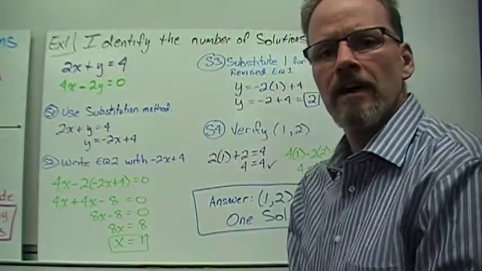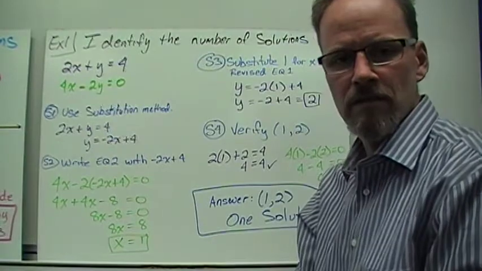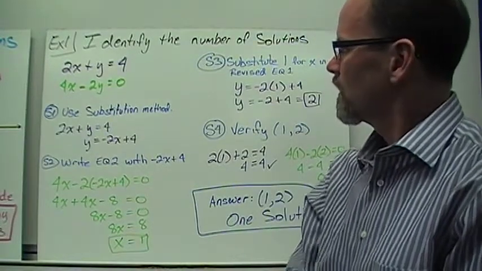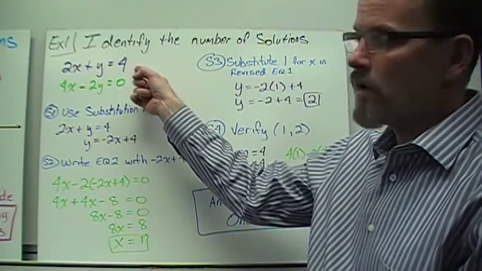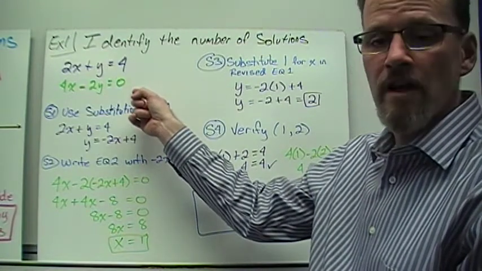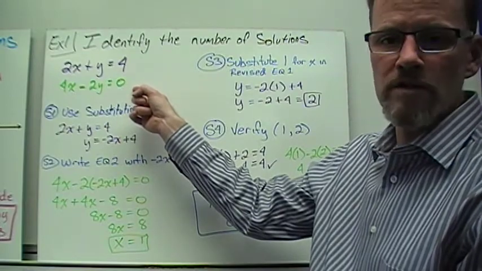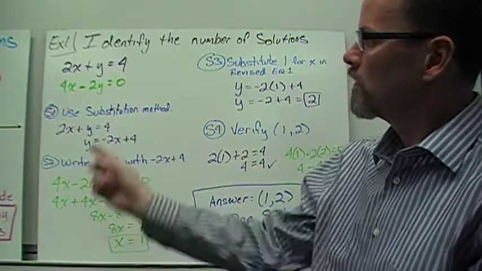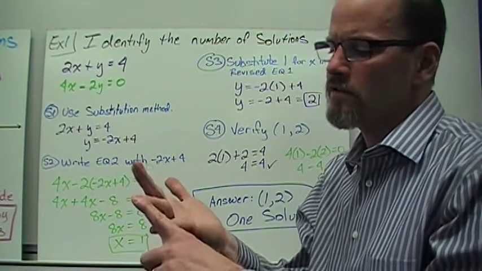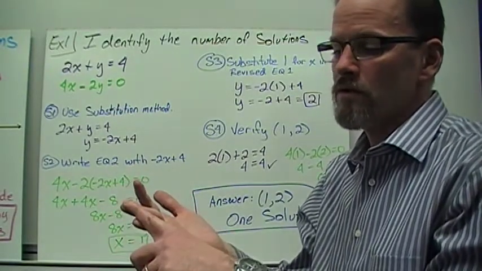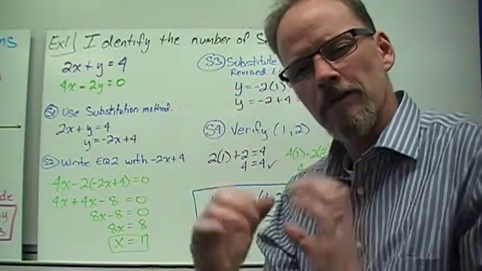So let's take a look at an example where we're going to identify how many solutions are in this system. I've got one equation here, 2x plus y equals 4, and another equation, equation number 2, 4x minus 2y equals 0. Looking at this, I could graph and check it, I could use substitution, or I could use linear combinations to find my x and y right there.